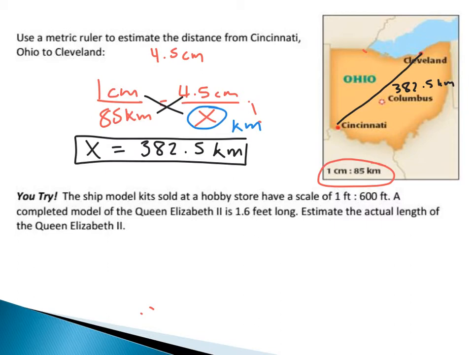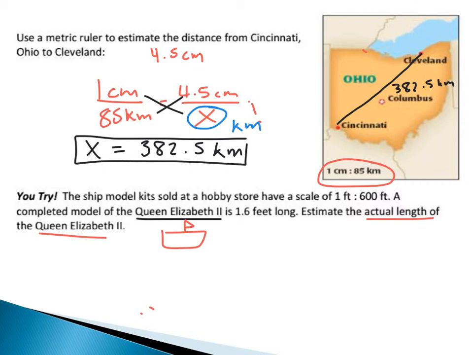We have a ship model kit sold by a hobby store. It has a scale of 1 foot to 600 feet. It's a model of the Queen Elizabeth II. Fancy jargon there, but the Queen Elizabeth II is a ship. Okay, there's my little diagram of a ship. And it says that the model is 1.6 feet long. So I want to know, what is the actual length of the Queen Elizabeth?